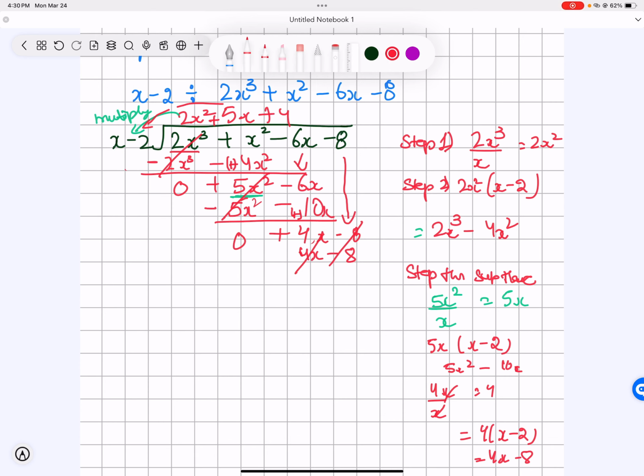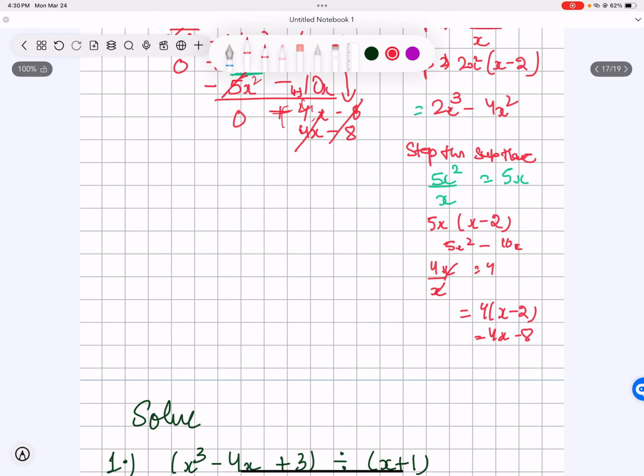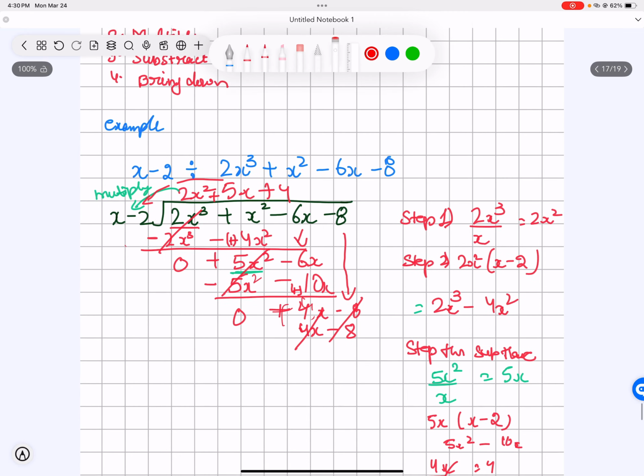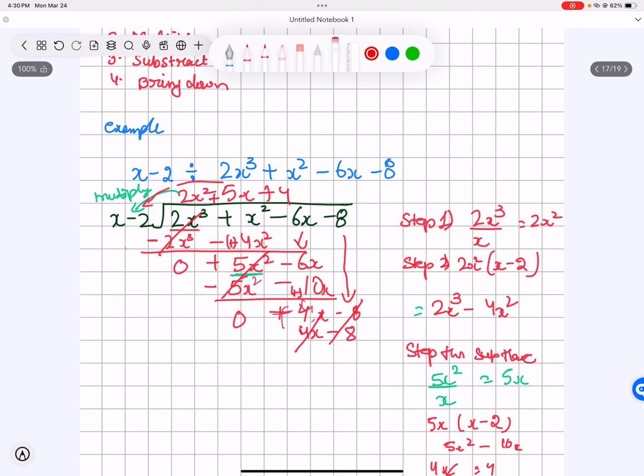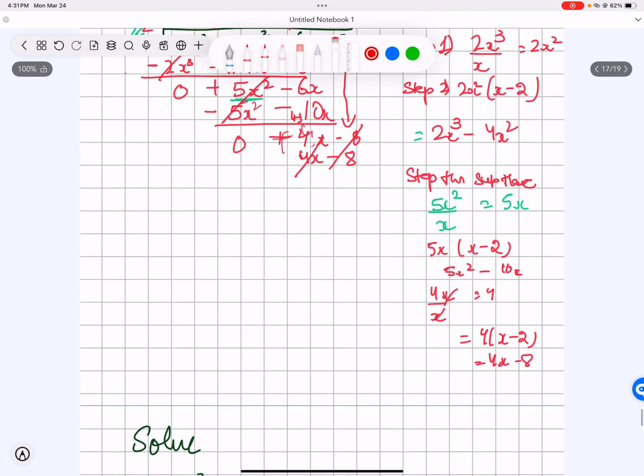And then I subtract these two, which I get plus 4x. And then next I will divide 4x by x and then multiply it by x into 2, which I get 4x minus 8. And then I subtract those, and then I write my final answer, which is 2x squared plus 5x plus 4. This is my final answer.